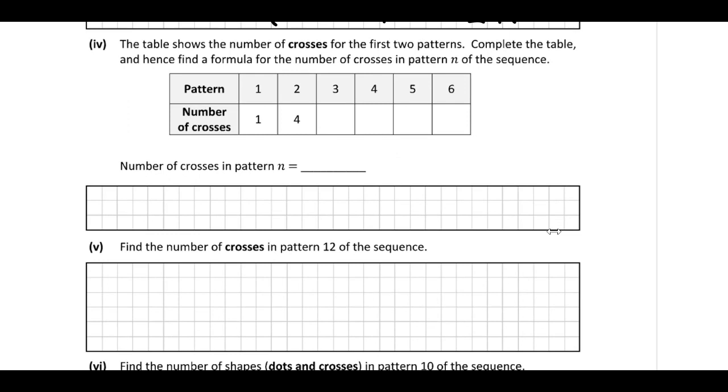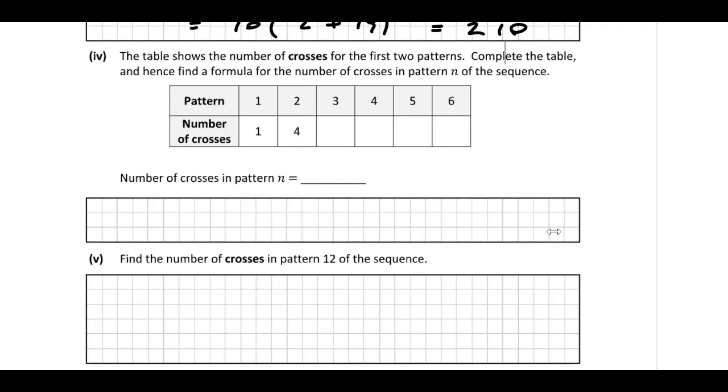The table shows the number of crosses for the first 2 patterns. Complete the table and hence find a formula for the number of crosses in pattern n of the sequence. So in the first pattern we have 1 cross. In the second one we've got 4. In the third one you'll find you'll have 9. In the fourth you'll have 16, 25, 36. The number of crosses in pattern n, really you should find that it's just n squared. Really what you're doing is you're taking 1 squaring it, 2 squaring it, 3 squaring it to find the number of crosses in each. So that's it.